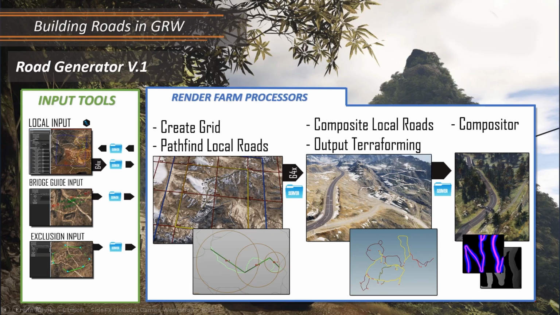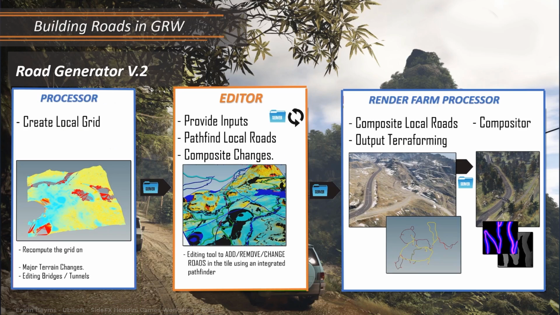Now this toolset worked, but it had its downsides, mainly that the pathfinder could be unpredictable, and we had the issue that roads could shift. So as a second version of this tool, I changed it around a bit. Basically, I took the pathfinding grid system and I moved it to the front. So we first have the grid for every tile in the world.